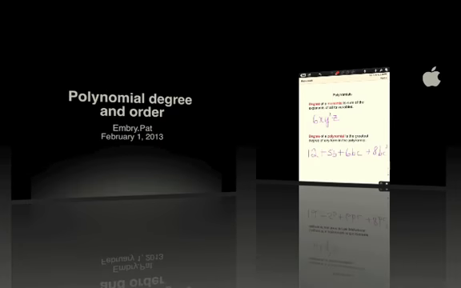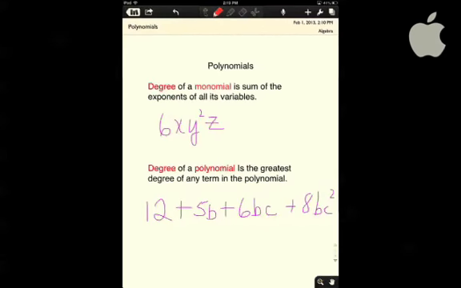Today we're going to learn about degrees of polynomials and how to put polynomials into order. The degree of a monomial is the sum of the exponents of all its variables. Look at the example of the monomial 6xy²z.